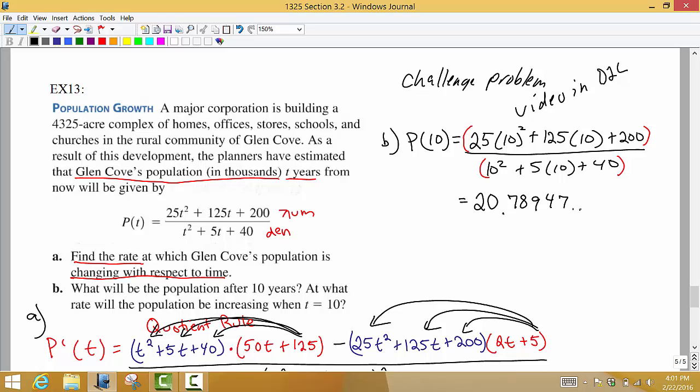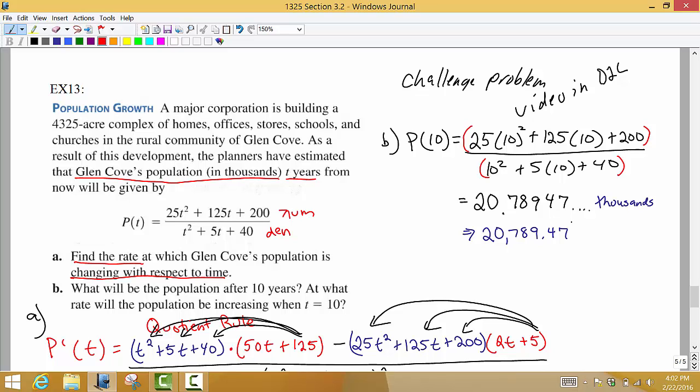But if I just throw it all into my calculator here, I get 20.78947 and so on. We're talking about population, so I'm going to go ahead and round to the nearest one person. So t is given to us in thousands. Okay, so I'm going to make note of that. This is thousands. In order to convert this to the actual value, I'm going to multiply by 1,000. So that moves my decimal place over 3 spaces. And I'm going to round to the nearest whole person.